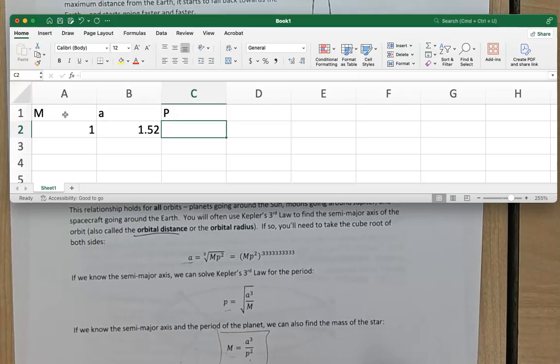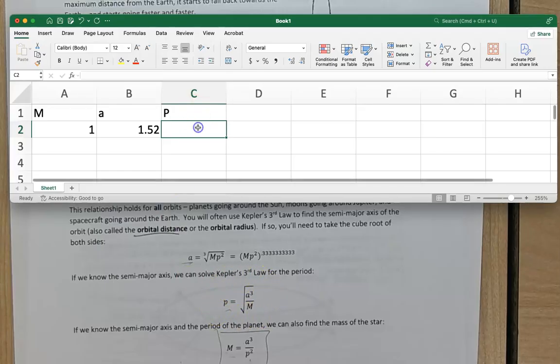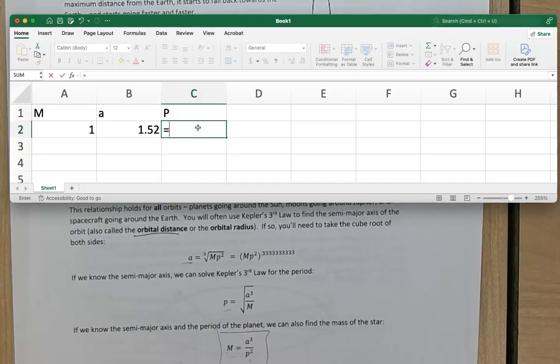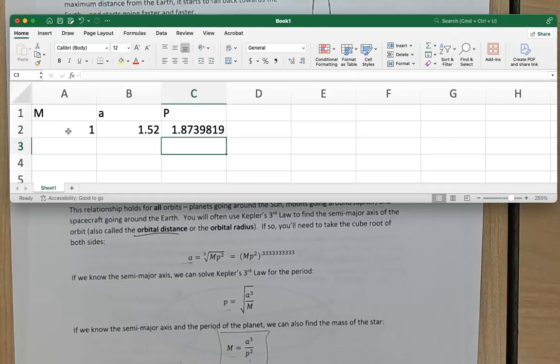Well, solve the equation for period, and you get that the period is the square root of a cubed over m. So then here, that equals the square root. In a spreadsheet, you can just say SQRT, square root of a cubed over mass. There we go. So that planet has a period of 1.87 years.